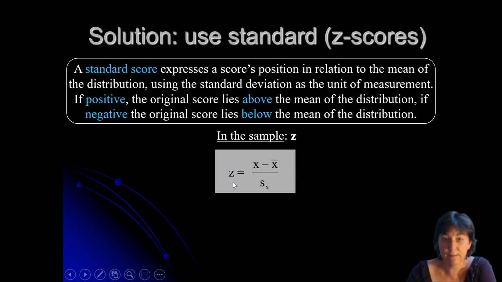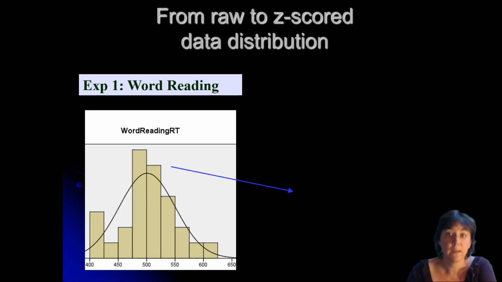If the z-score value is positive, the original score surely lies above the mean of the distribution, whereas if it's negative, then the original score is definitely below the average performance.